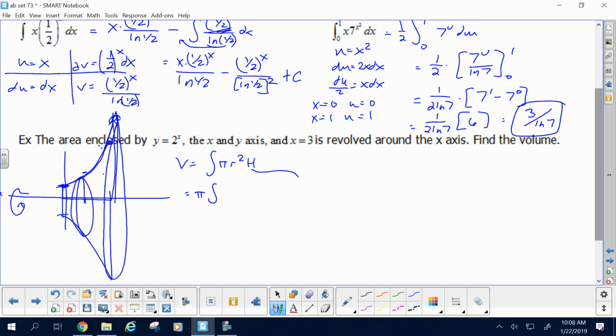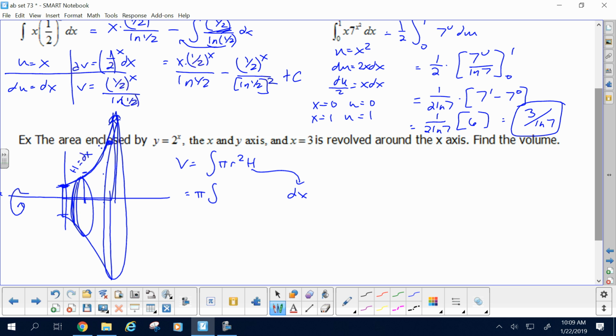The h is really, really thin. And because it's really thin, it's either going to be dx or dy, depending on how it's revolved. In this case, it's like a delta x. You're moving side to side, so it's dx. It'll always be a differential, dx or dy.